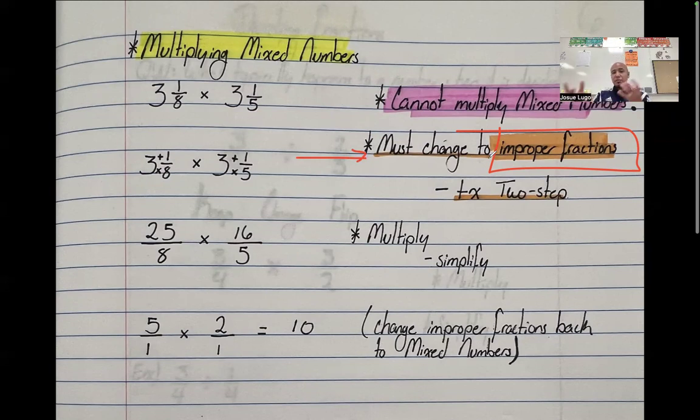Okay, so again, if you have mixed numbers and you're multiplying them, you cannot multiply them as they are, but we can change them into improper fractions by using the Texas two-step, and then we can actually multiply, just like we multiplied before, numerator with numerator, denominator with denominator. And we can simplify as we go.